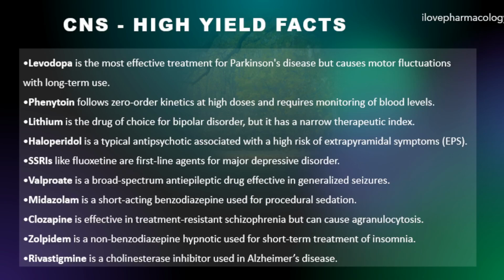So haloperidol is a typical antipsychotic drug associated with a higher risk of extrapyramidal symptoms. And SSRIs, that is selective serotonin reuptake inhibitors like fluoxetine, are first-line agents for major depressive disorders. And valproate is a broad spectrum anti-epileptic drug. As we told, valproate being an anti-epileptic drug, it can be used for generalized seizures. All types of seizures can be treated with valproate.